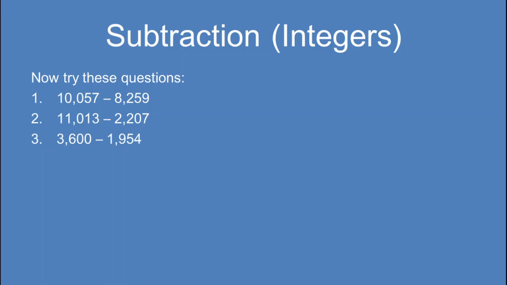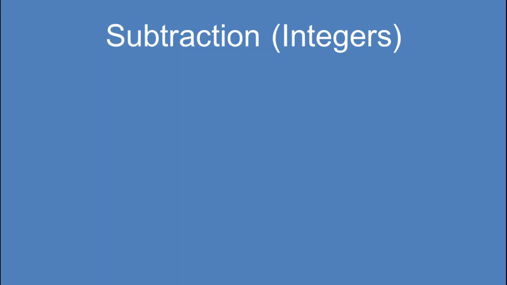Question 3, 3,600 minus 1,954. Question 4, 45,810 minus 16,541. Question 5, 11,020 minus 3,197. Here are the answers.